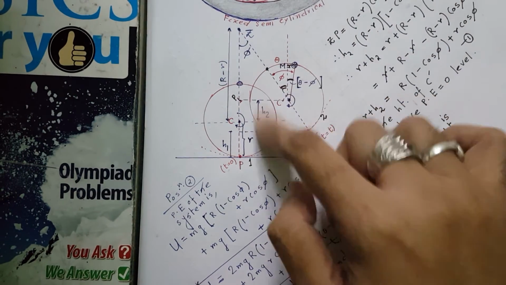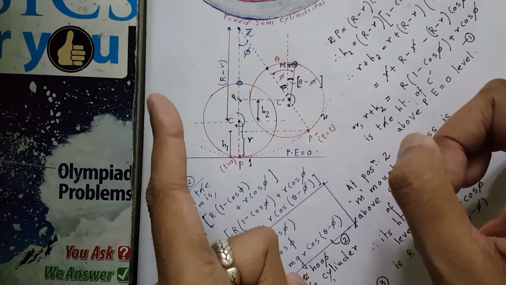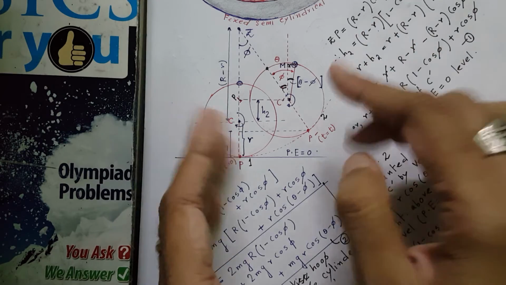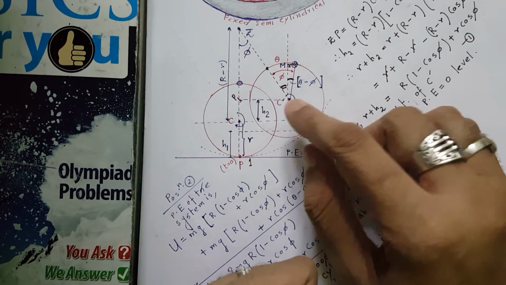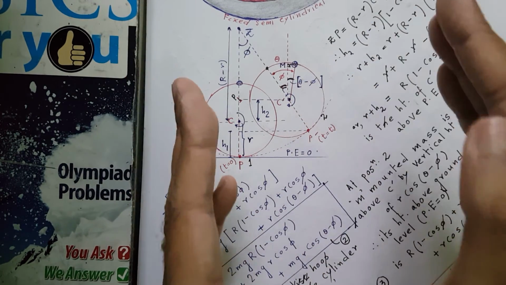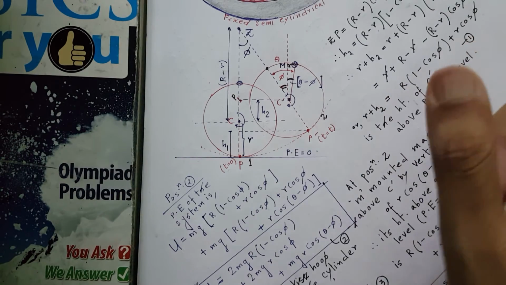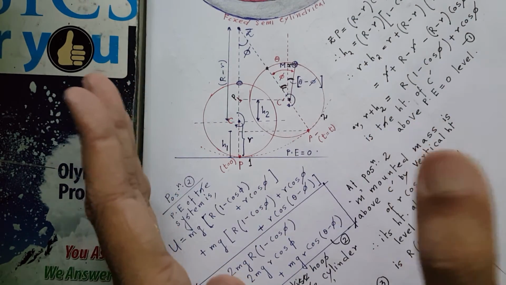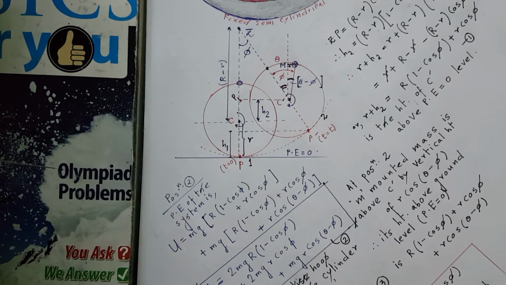Once you have the potential energy, next we will apply the condition for maxima and minima. If we can establish that this potential energy at this position is minimum for a particular condition, then we can say that the hoop is in stable equilibrium. That is the core concept of this problem.